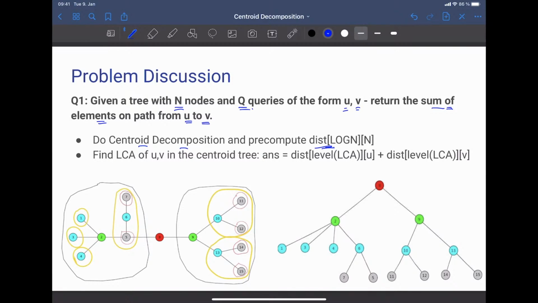And the second part is that you find the LCA of U and V in the centroid tree, and the answer will be the distance from this LCA to U plus the distance from the LCA to V.